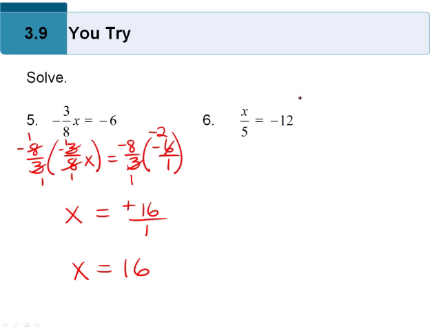Number 6, that is in that shortcut format. Okay? So remember that shortcut. All you have to do is multiply those two numbers. X equals 5 times negative 12, negative 60. And that should be it for 3.9.